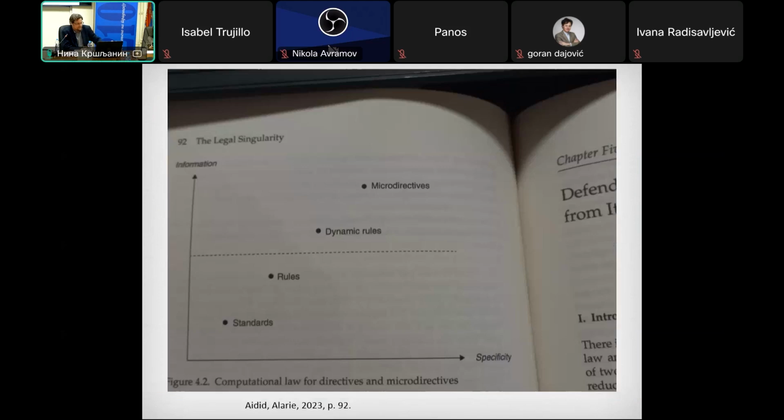Sorry for the low quality of this picture, I made it myself. We can see in this picture how they define the position of dynamic rules and micro directives. Micro directives are an extreme example of highly personalized directives. For example, you are driving a car and on the display in your vehicle, you see a directive that, because of your driving experience, weather conditions, type of vehicle and so on, you should drive at a specific speed. At that moment, that directive is created for you as a participant in the traffic.